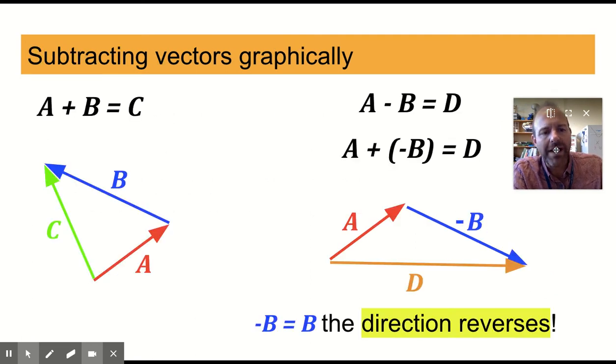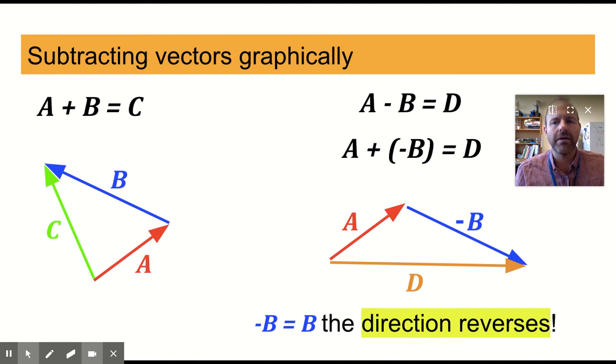We can do this graphically as well. The big thing about the negative of a vector, or a subtraction of a vector, is that A minus B is the same as A plus negative B. And when you put a negative in front of a vector, all it does is change the direction. Notice that B and negative B are the same line, but the arrow is just on the other side. The direction reverses.